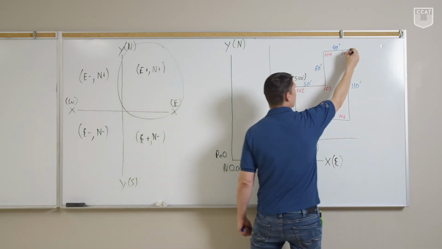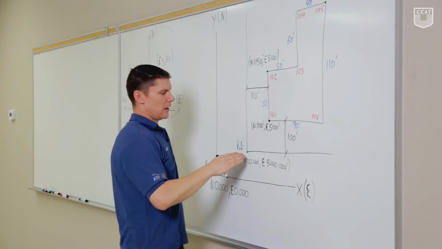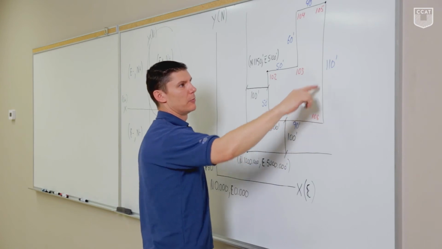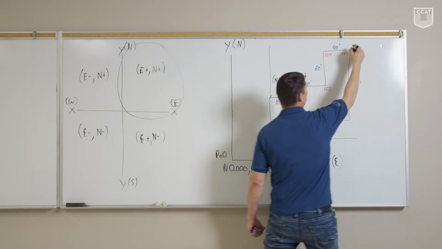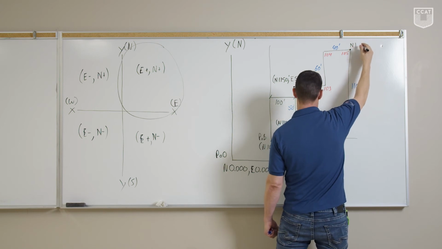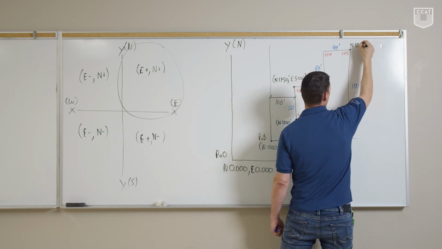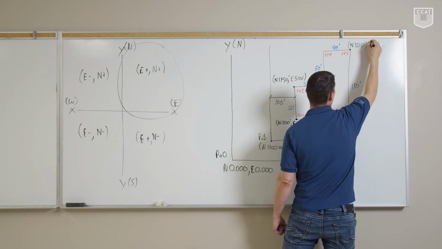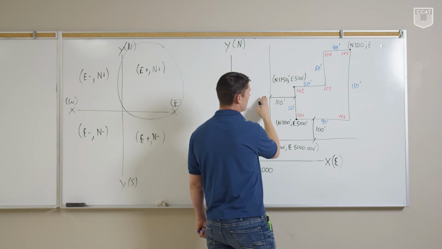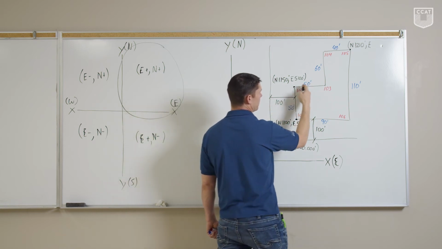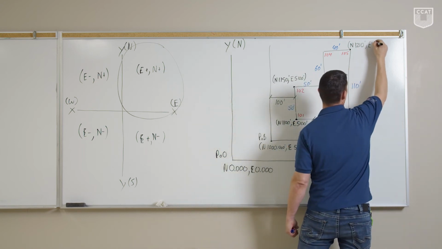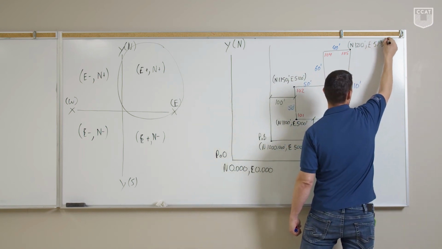If we want to figure out point 5, for our northing, again, we'd be starting off at 1,000. We'd be coming up 100 plus another 110. So our northing up here would be 1,210 foot. Our easting, we'd be starting at the 5,000, so we'd be coming over 100 foot, the 50 foot, and another 40 foot. So we'd be 5,190 feet.